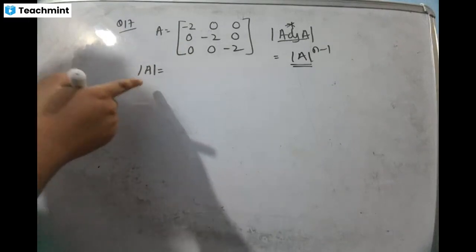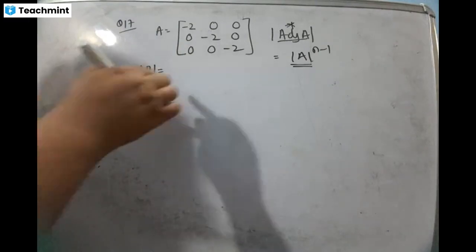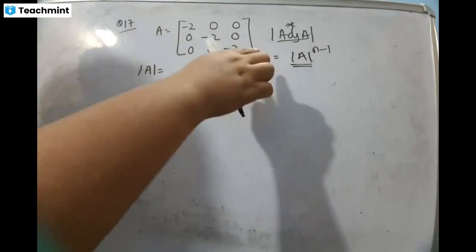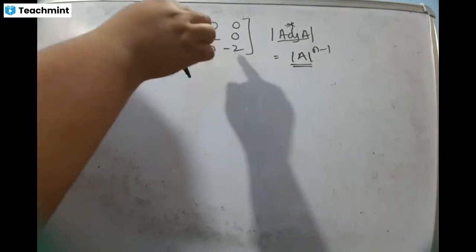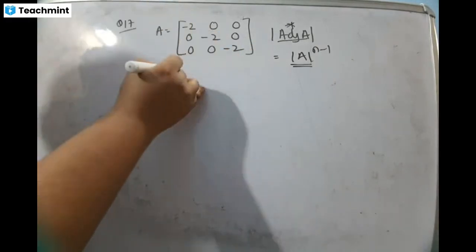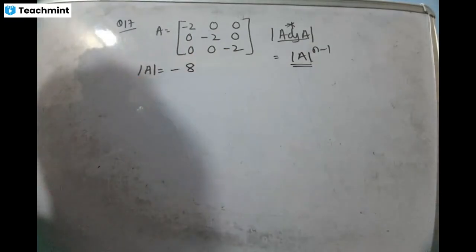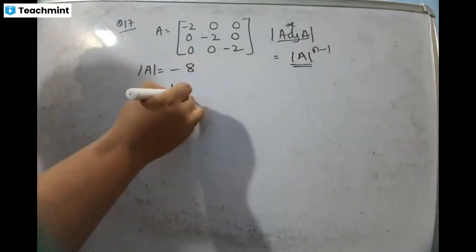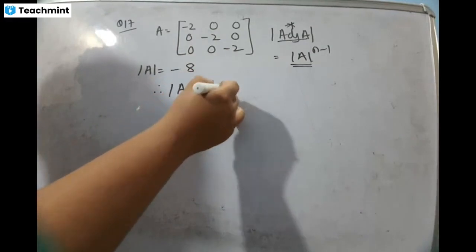So to find the determinant of a scalar matrix, you simply have to multiply the diagonal. So minus 2 into minus 2 into minus 2. 2 twos are 4, 4 twos are 8. So determinant A becomes minus 8. Therefore, what's going to be the determinant of adjoint A? Did you see it? Very important problem.